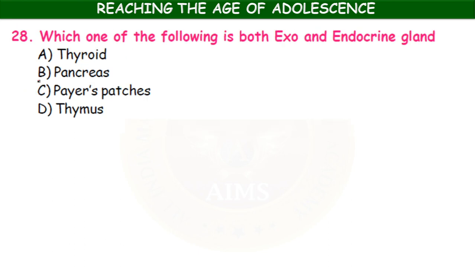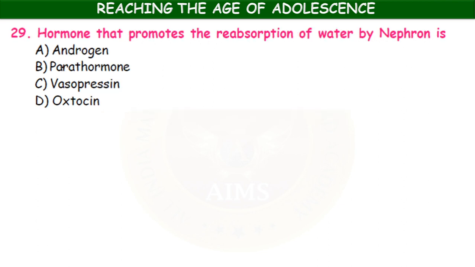Which one of the following is both an exocrine and endocrine gland, or mixed gland? Thyroid, pancreas, parathyroid, thymus. It is the pancreas which is called the mixed gland because it secretes pancreatic juice as well as the insulin and glucagon hormones. Exocrine: digestive juice, pancreatic juice. Endocrine: insulin and glucagon.